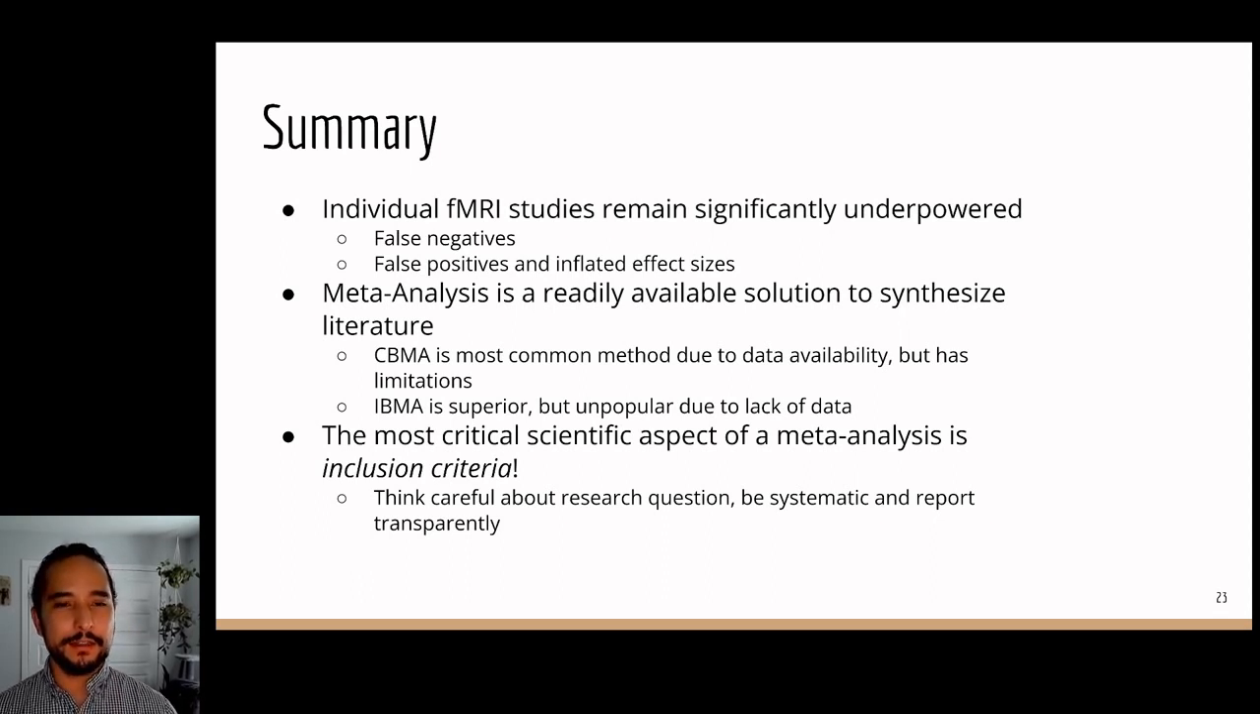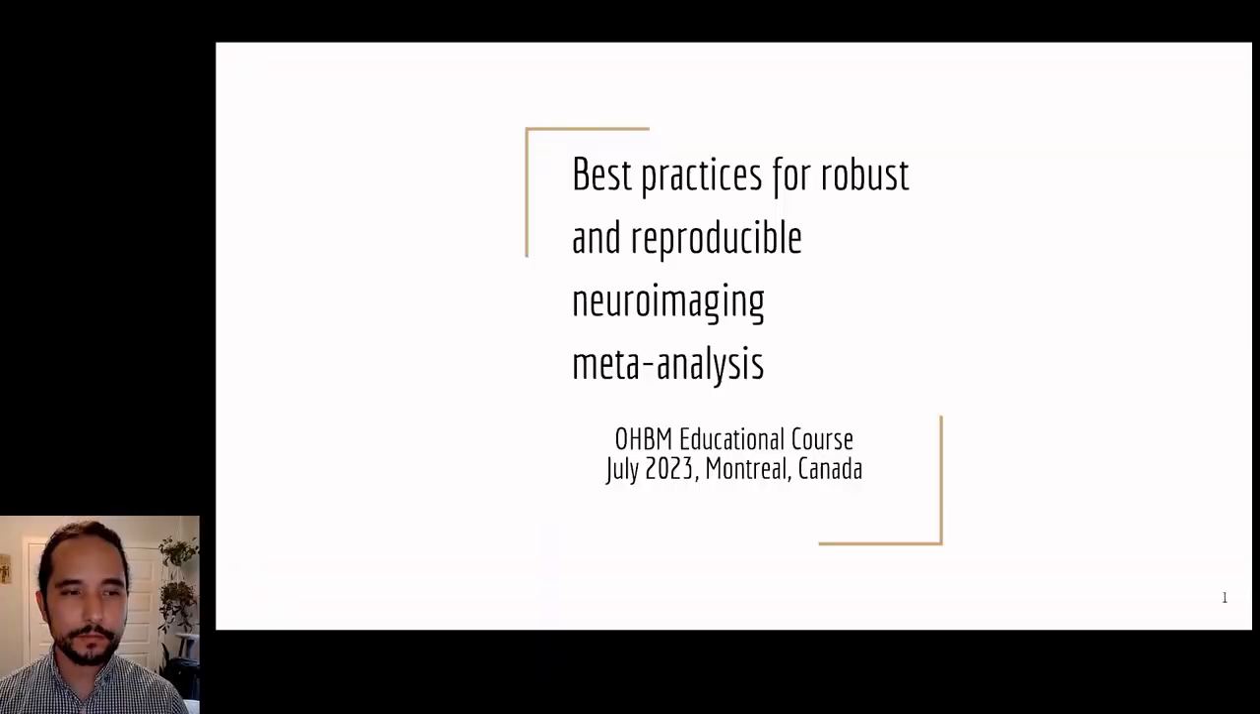And finally, one of the most critical scientific aspects of a meta-analysis is the inclusion criteria. So think carefully about your research question, be systematic, and report transparently. And we're going to focus a lot on this very last part because it's, I think, one of the most important parts. So thank you for your attention.